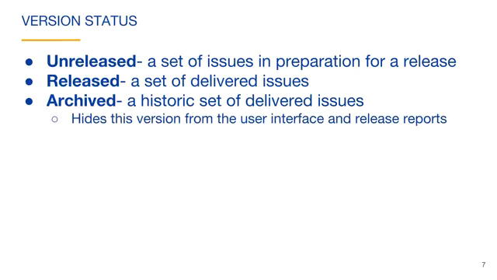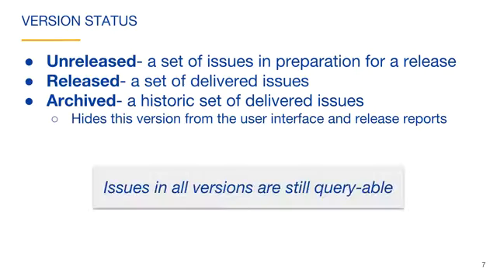An archived version is a relatively subtle concept in Jira. Issues in all versions are still queryable. As long as you have permission to see the issues, you can search for them. They still belong to a project.